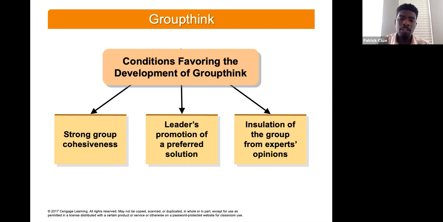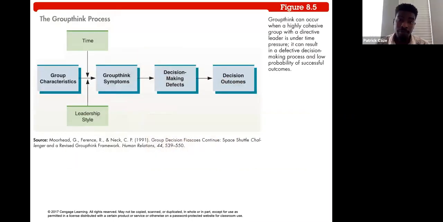Okay. Leader's promotion of a preferred solution. Again, as I said in the example before with the former president, the mask, and Dr. Fauci, that's a perfect example of how groupthink and the leader's preference can dominate the decision-making process, and you end up with some bad decision making, although the expert opinion is to do something else. And then there's the insulation of the group from experts' opinion, keeping that expert out. You know what? Don't invite Dr. Fauci to the meetings anymore, because he's just not doing or saying the things I want to hear.